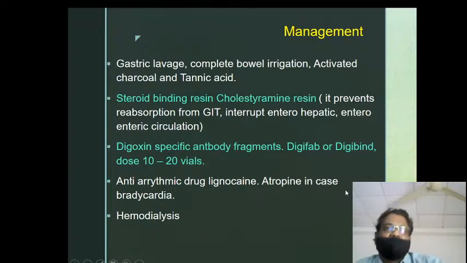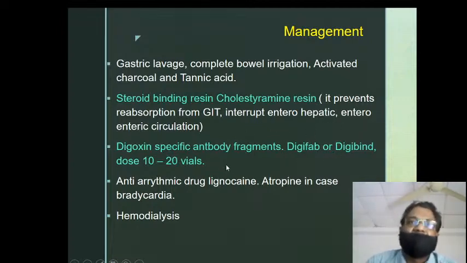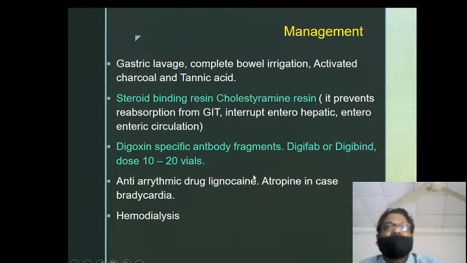So students, please remember that in the management of digoxin poisoning, a very important one is FAB therapy, that is DigiFab or DigiBind, digoxin-specific antibody treatment. This is very important. We also give steroid-binding resins, that is cholestyramine resin, because it prevents the reabsorption of poison from the GIT and also interrupts the enterohepatic and entero-enteric circulation. This is very important. You have to remember.